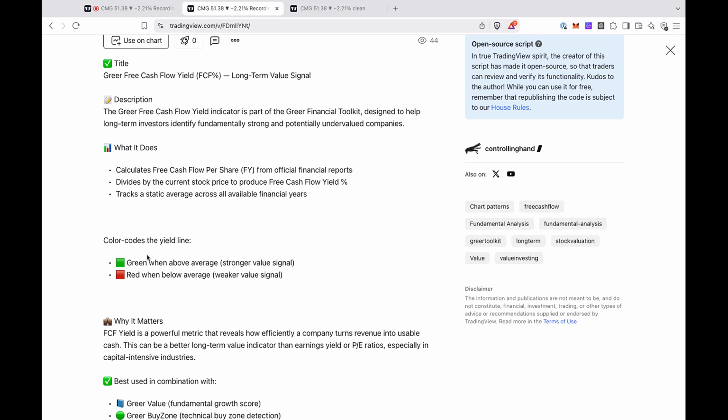All you really need to know is that when the line is green, that means it's above the static average over the financial years. That can signal a strong value, a time to get into the company. And when it's red, it's below the average, it could be a weak value signal, meaning maybe you want to take some profits or reconsider your position.